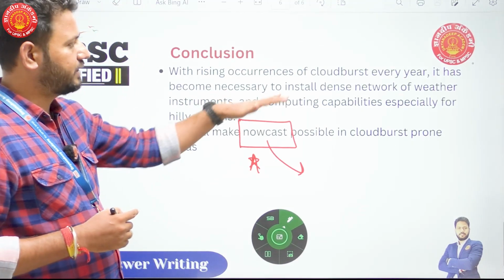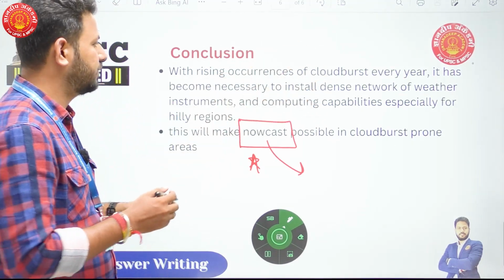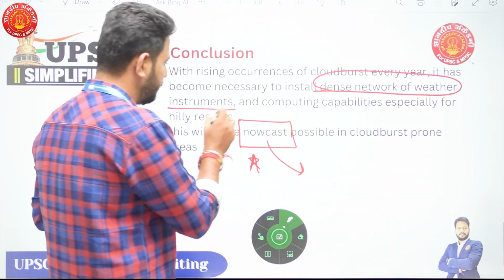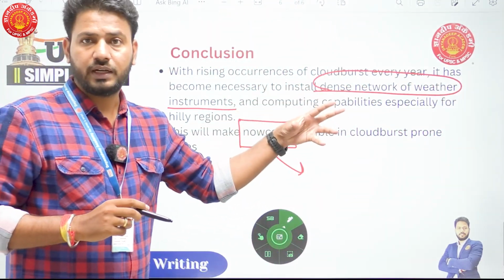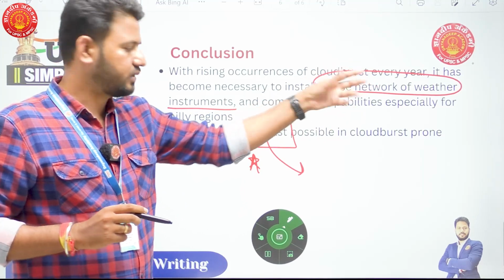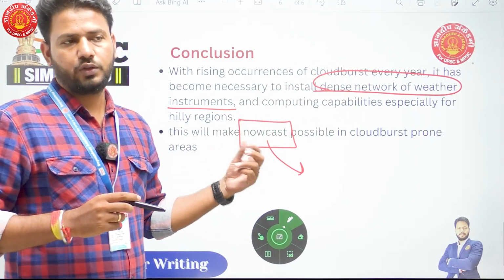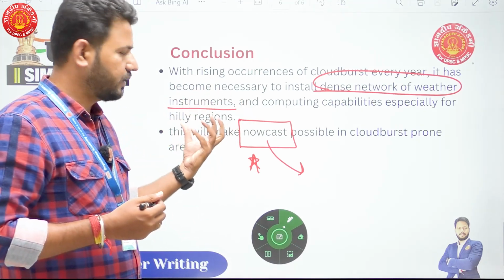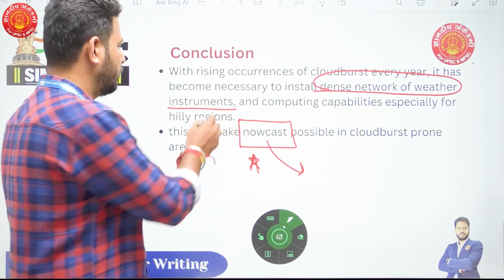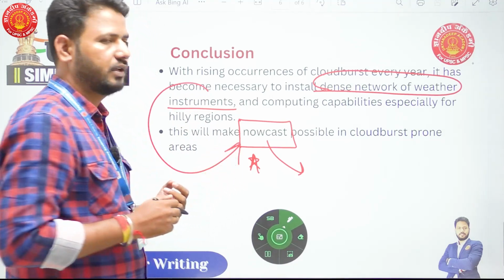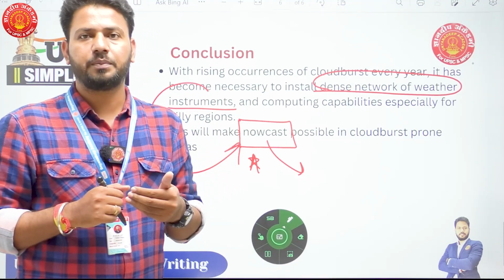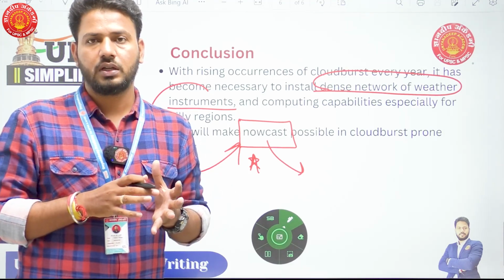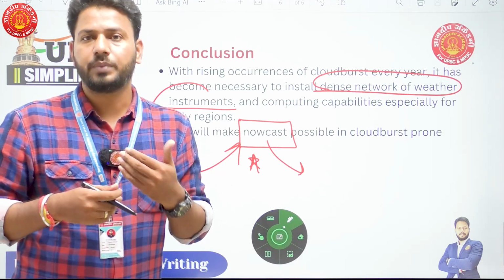Okay. Now, with rising occurrences of cloudburst every year, it has become necessary to install a dense network of weather instruments or radars. Now, without this network of radars, nowcast is not possible. If you have very dense instruments or radars, this is going to help you in nowcasting. Nowcast will help people to be prepared. Okay, not that you can stop cloudbursts, but you can at least take precautionary measures.